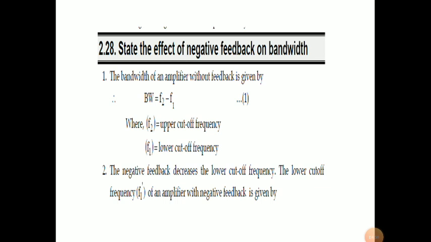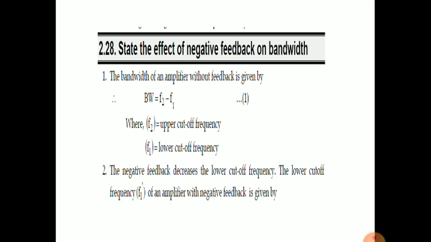Next, state the effect of negative feedback on bandwidth. As we know from the definition of bandwidth, the bandwidth of an amplifier without feedback is given by BW is equal to F2 minus F1, where F2 and F1 are the cutoff frequencies. F2 is the upper cutoff frequency, F1 is the lower cutoff frequency.